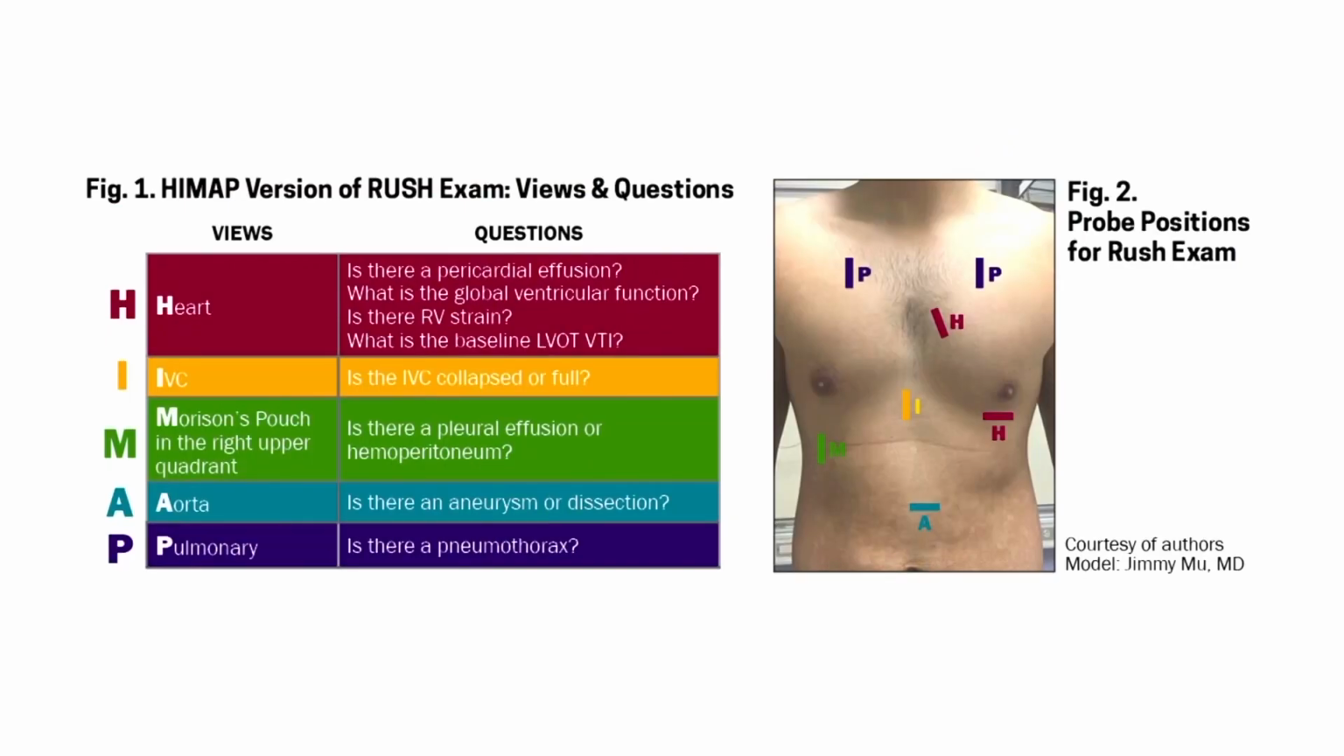The questions are simple. With regards to the pump, is there pericardial effusion? How is the global heart function? Is there right ventricular strain? How is the baseline LVOT VTI? That is the basic idea of stroke volume. How much is it? I talk about the IVC. Is the IVC collapsed or full? Morrison's pouch, is there free fluid somewhere here? Is the aorta having an aneurysm or a dissection? And is there a pneumothorax? So these are the basic shorter abbreviated version of the RUSH protocol.